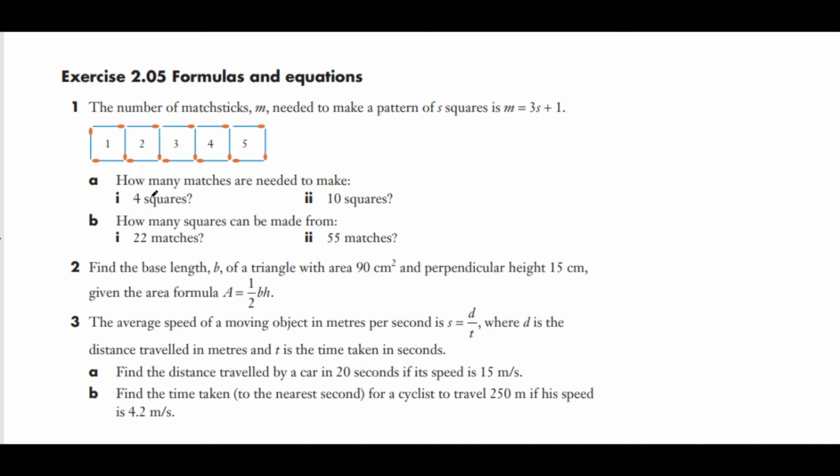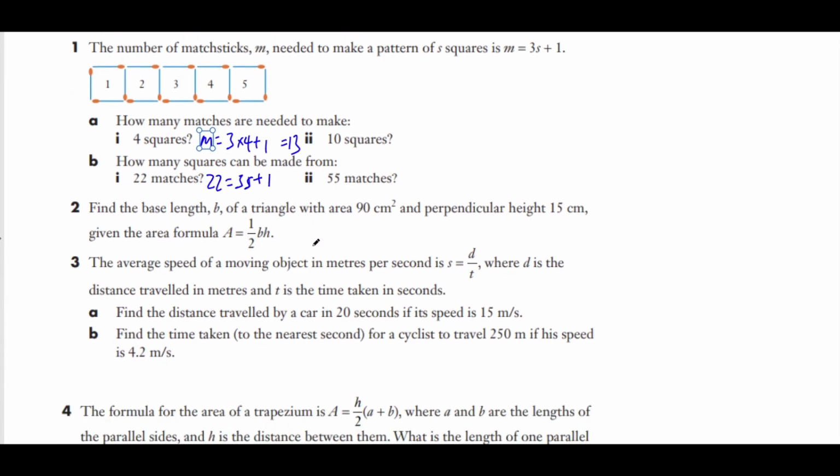All right, so then basically to find the number of matches, you just substitute 4 into S, right? So then M is equal to 3 times 4 plus 1, right? Because S is equal to 4, which equals 13. So 13 matches are needed to make 4 squares. The second one is how many squares can be made from 22 matches. So now they give you the M. You just have to find S. So 22 is equal to 3S plus 1. So 3S is equal to 21. S is equal to 7, right? So I'll let you do that.